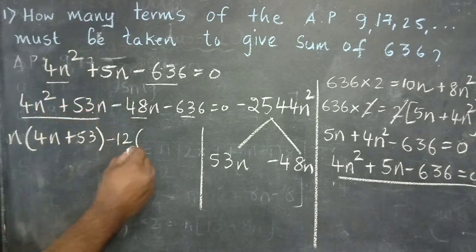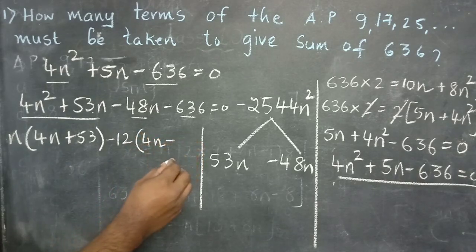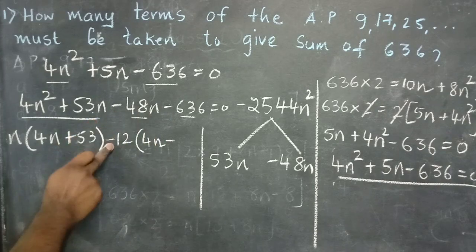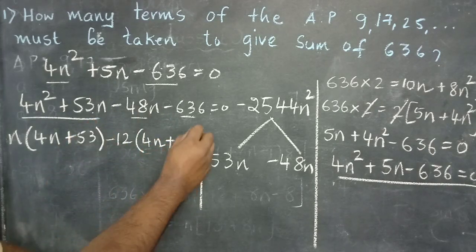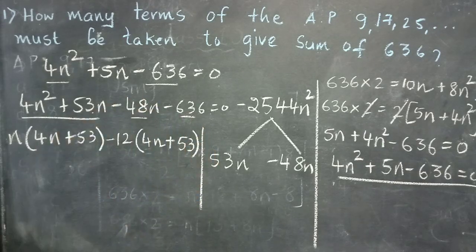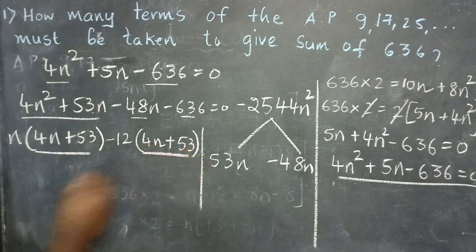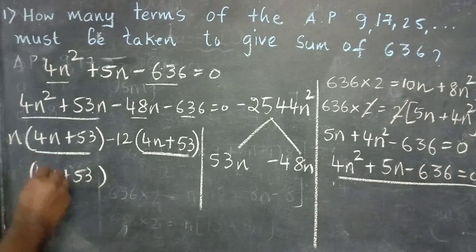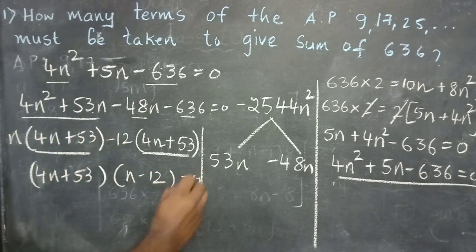4 twelves are 48. That is 4n minus, since we are taking minus 12 common, it becomes plus. What we get is 12 into 53 is 636. Now taking 4n plus 53 common, what you get? 4n plus 53. What is the remaining term? n minus 12, which is equal to 0.